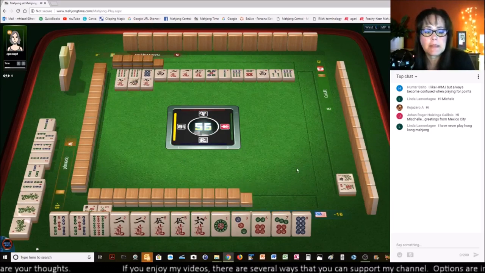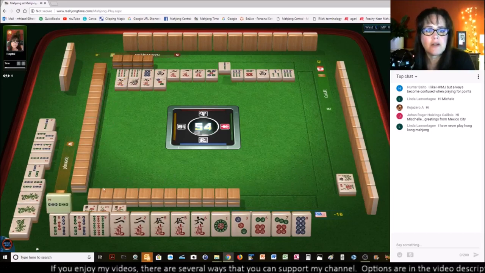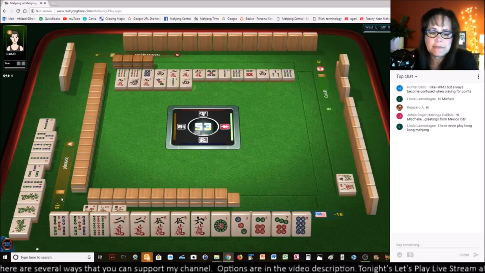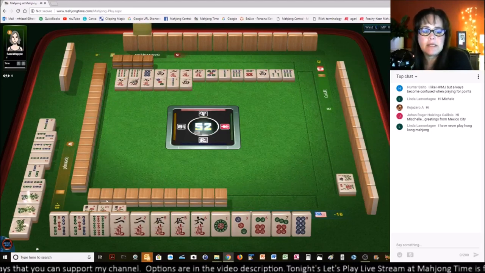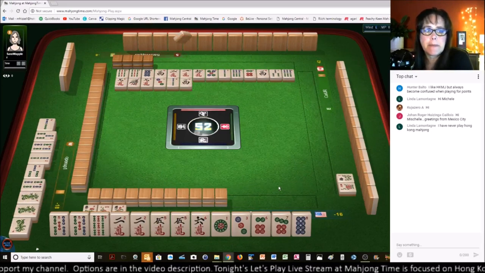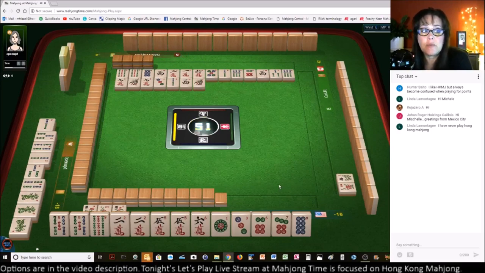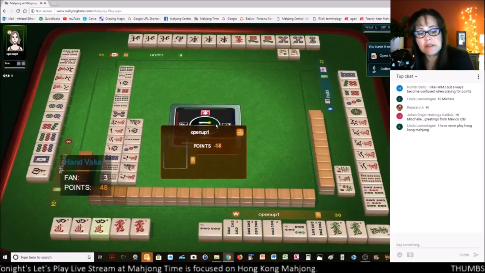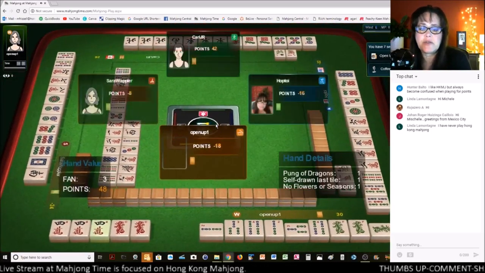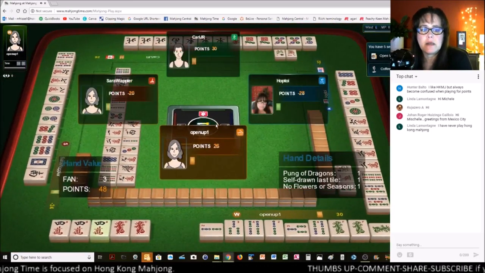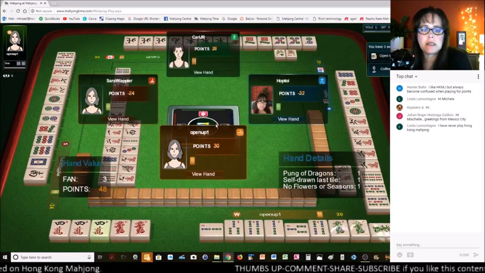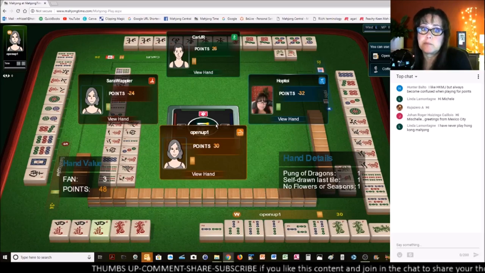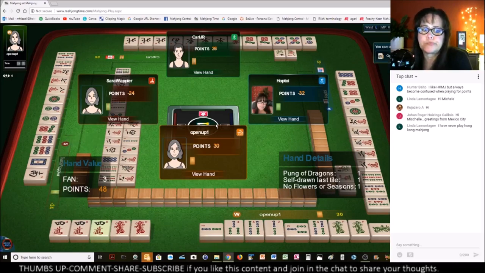Nine characters. Three dots. Oh, the two bam! I threw that already. Darn it. West wind. Okay. These pungs are not coming in. One bamboo. We need a pair, though, more importantly than anything. Oh, there's a win. Okay. Well, at least it's not as expensive as I had feared. Three fawn. Okay. 32. Okay, we're in fourth place right now. Bummer.